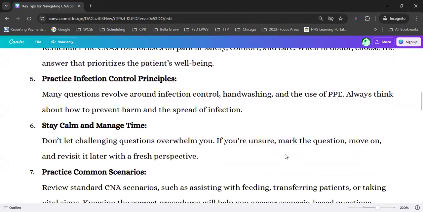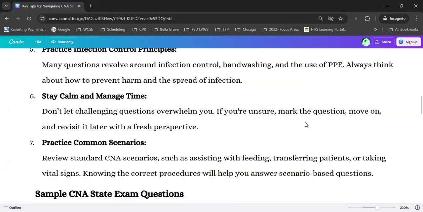Number 5, many questions revolve around infection control, hand washing, and the use of PPE, personal protective equipment. So you want to make sure you understand when you should wash your hands: before and after care. When should you be applying gloves? Anytime you are potentially going to touch bodily fluids, because you want to use what we call standard precautions. You always want to think about how to prevent harm and the spread of infection.